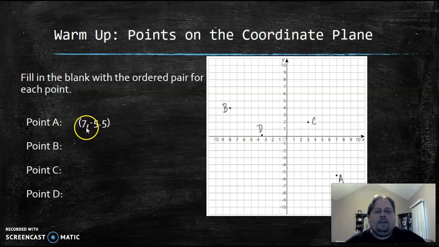If you put a space in between the comma and the negative sign, that's fine. I have no problems with it. It is just how you type it. Looking at point B, we're in the second quadrant, which tells us we're going to have a negative x value and a positive y value. So we go to the left to negative 8 and then up to positive 4, and we get negative 8, 4.